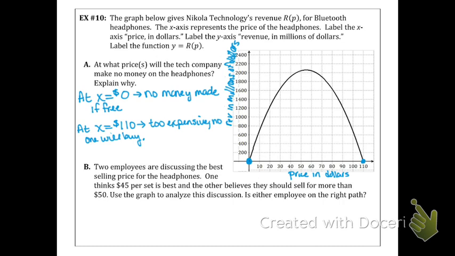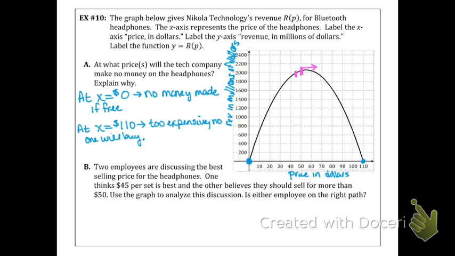B says 2 employees are discussing the best selling prices for the headphones. One thinks $45 is the best, and the other believes they should sell for more than $50. Use the graph to analyze this discussion. Is either employee on the right path? All right, well, one of them said $45, and so at $45, they're up here. The other one said more than 50, so they're looking at here.